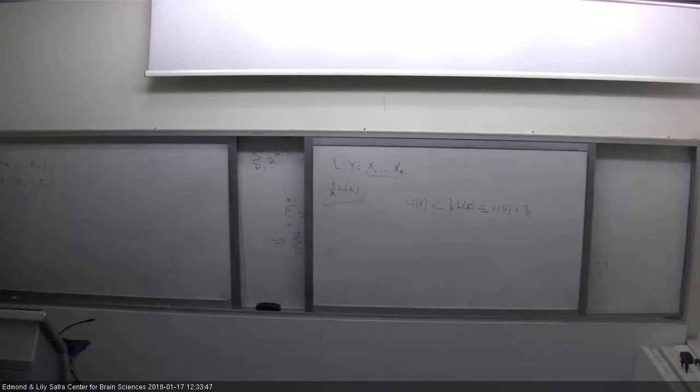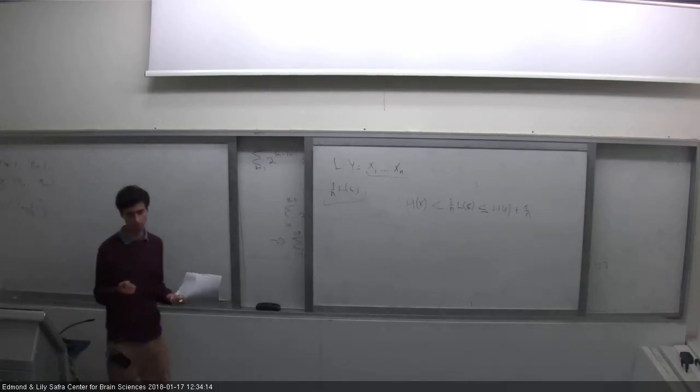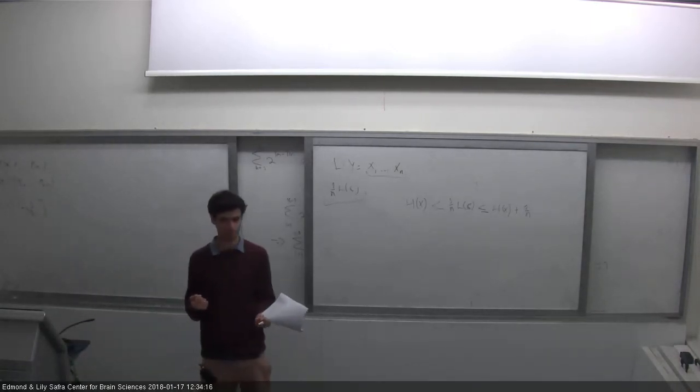And now I'm constructing the code by this distribution, by Q. Okay, so Li is equal to rounding up log 1 over Qi, and not Pi. Okay? How bad will we be? This is the question.